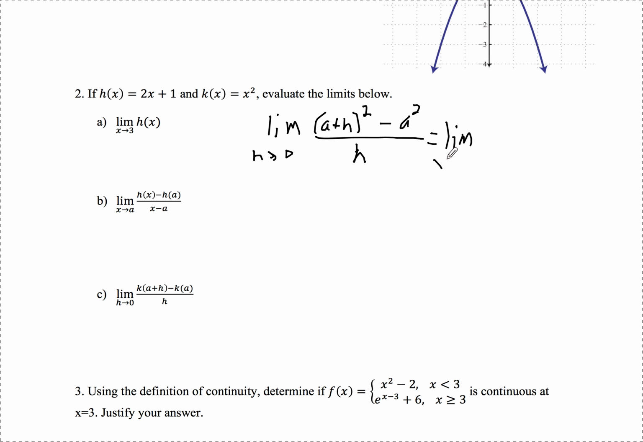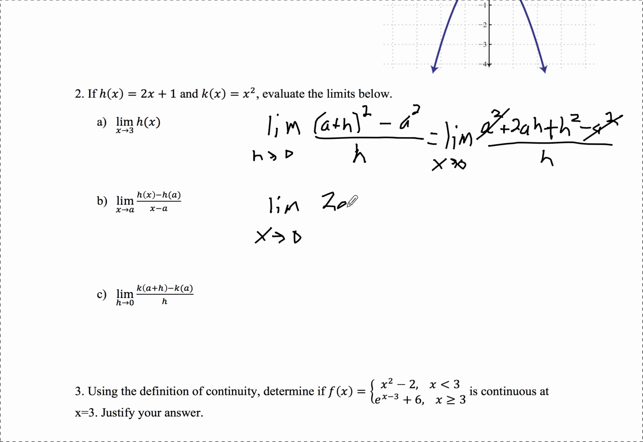So let's do that. Limit as h approaches 0. a plus h squared. Let's FOIL all that out. That'd be a squared plus 2ah plus h squared minus a squared. I just FOILed out a plus h squared all over h. Notice my a squareds will cancel out. And I'll be left with the limit as h approaches 0 of 2ah plus h squared over h.